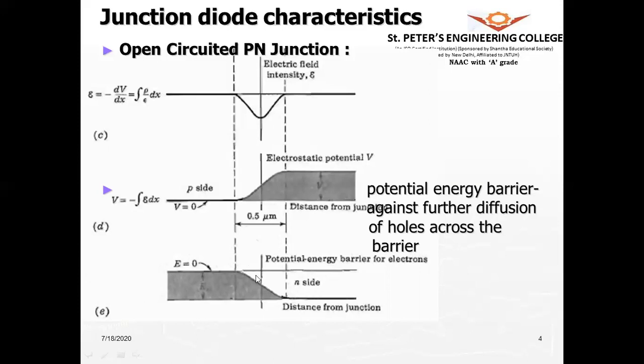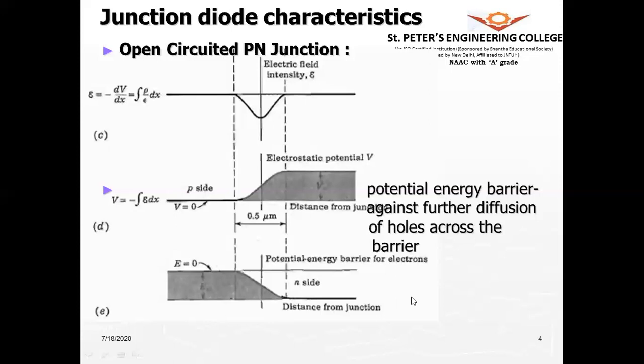For this reason, the free charges on the N side will not be able to cross over, as we can see that there is a higher potential, which will stop the charges from moving from this side to the P side. Similarly, this junction barrier or the potential will stop the free charges that are on the P side from moving into the N side. So this is what we will see.